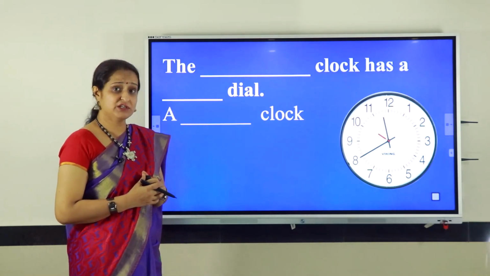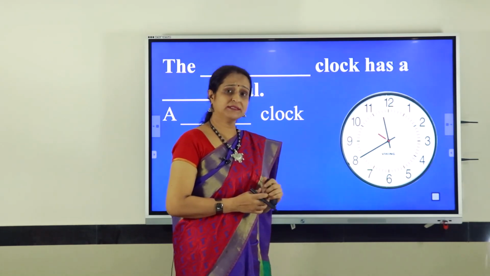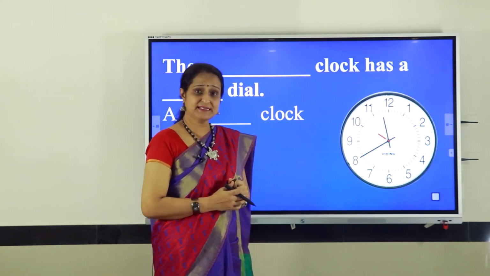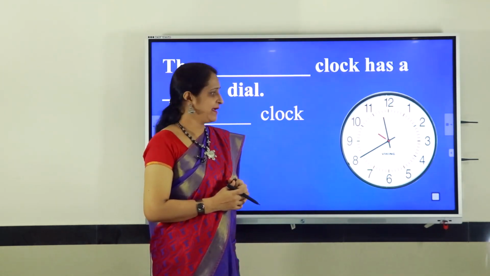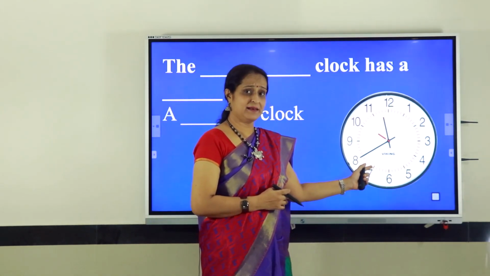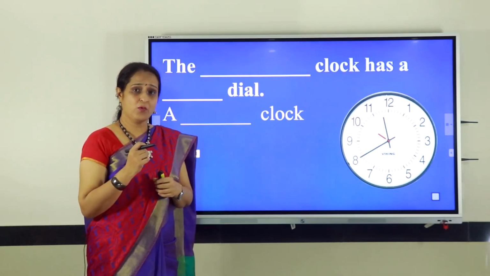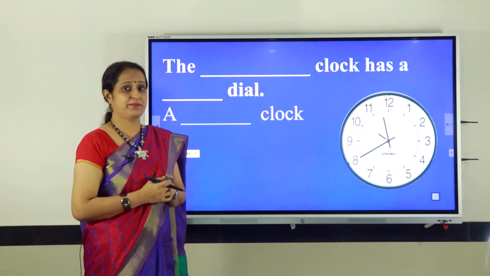So, you can see, children, the dash clock. Just look at the body of the clock. What color is that? Yes, it's black. And do you see the dial? What color is the dial? The dial is white. So, now we are going to write some describing words.